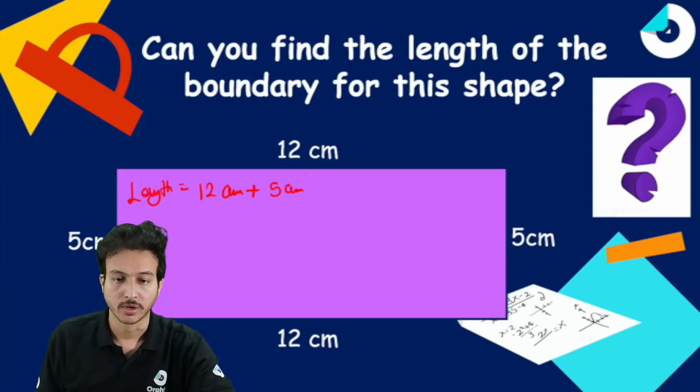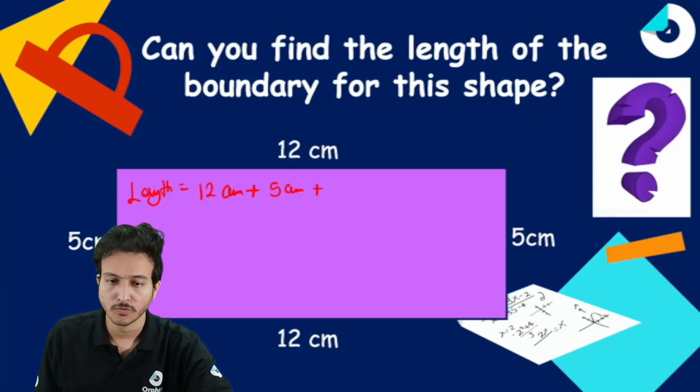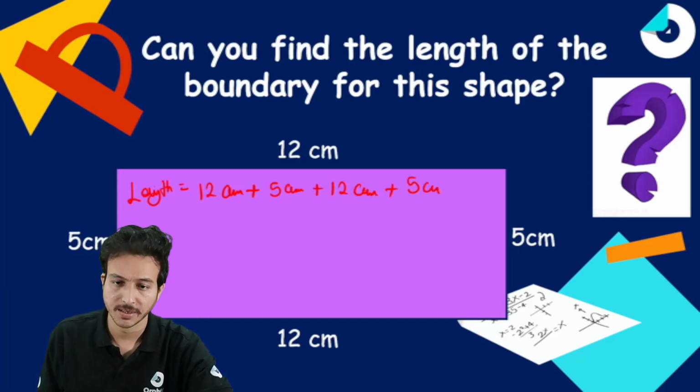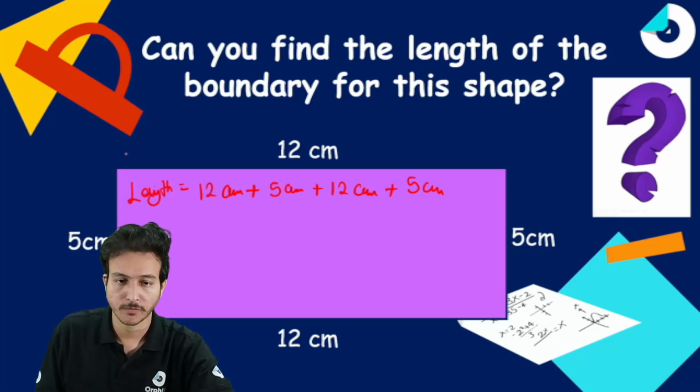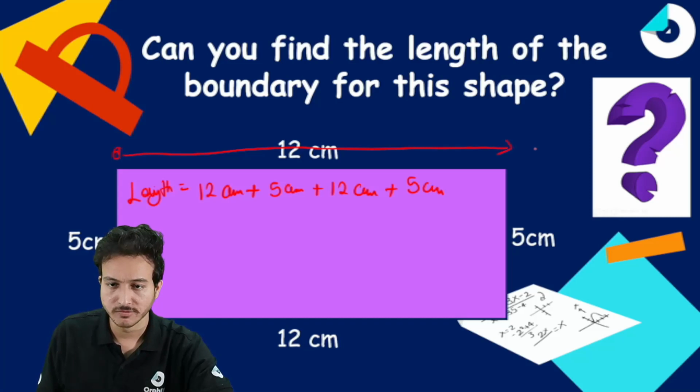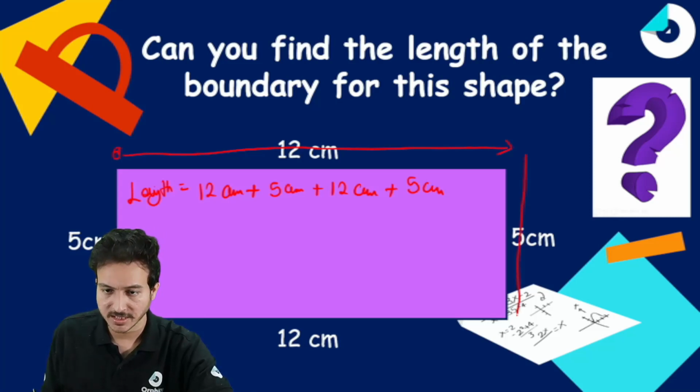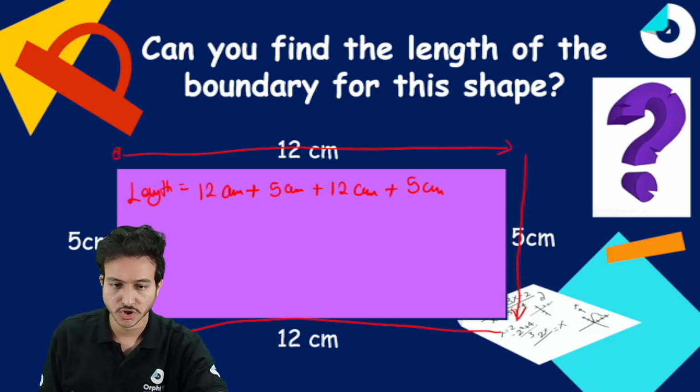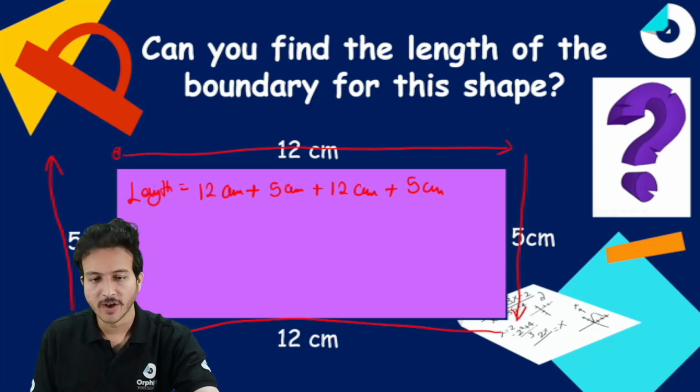Okay, 5 centimeter, plus then you will move along 12 centimeter, then again you will move along 5 centimeter. That means you start moving from here, you start moving in this direction, that is 12 centimeter. Then you start moving in this direction, that is 5 centimeter. Then you start moving in this direction, that will give you 12 centimeter again. Then you start moving in this direction, that will give you 5 centimeter again.